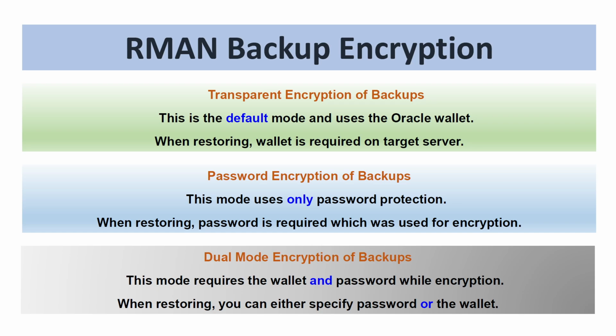RMAN backup encryption allows you to encrypt backups in three different ways: transparent encryption, password encryption, and dual mode encryption. Transparent encryption is the default mode and uses the Oracle wallet. When restoring, the wallet is required on the target server.